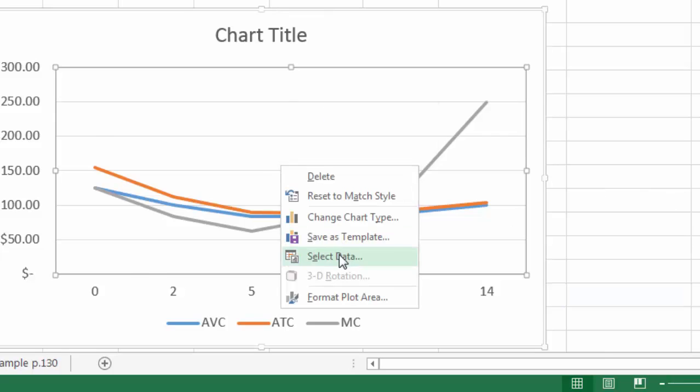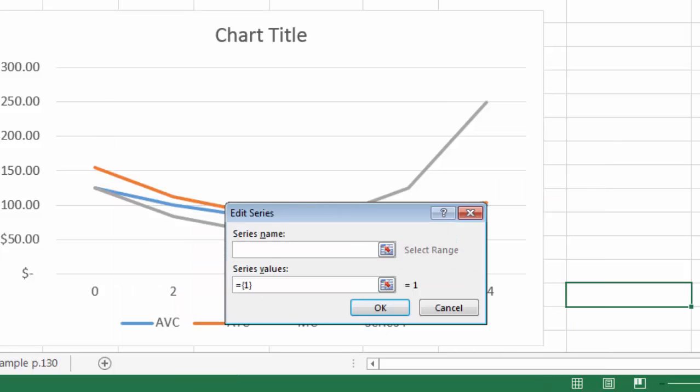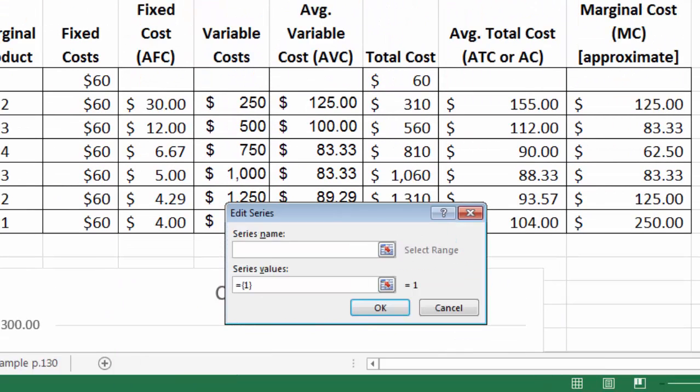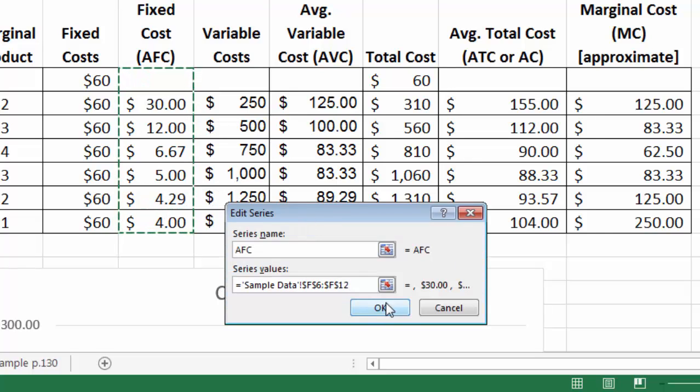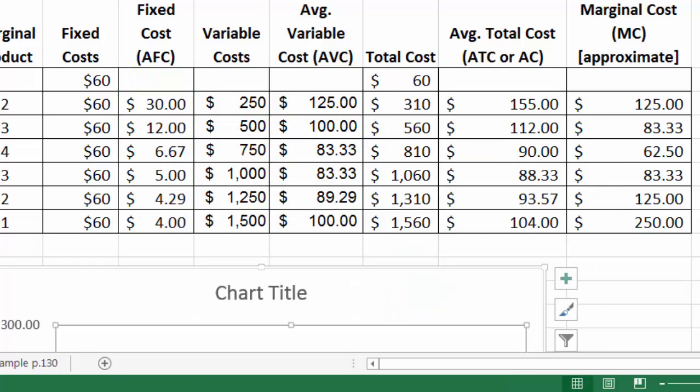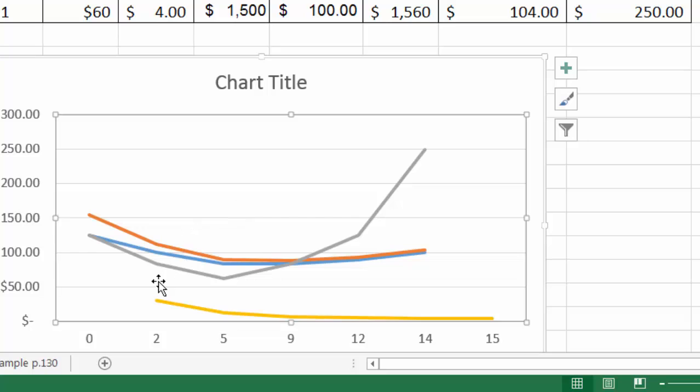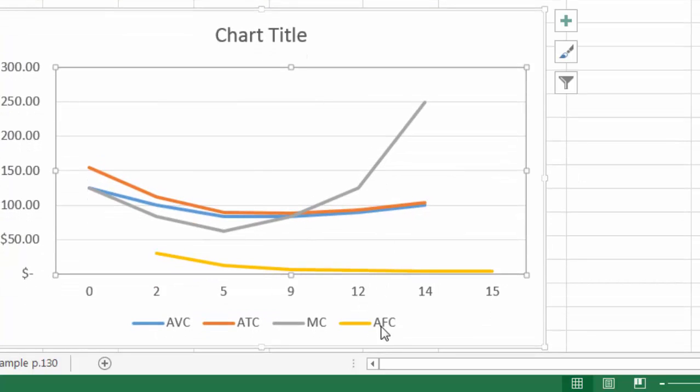Let me add one more item, and we'll call this AFC. And we'll go ahead and plug in the average fixed cost numbers. Okay, so now we've got average fixed cost declining. And note that average fixed cost, we didn't have a reading for an output level of less than 2. Okay, so there's a nice chart.